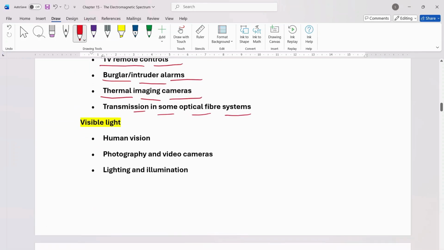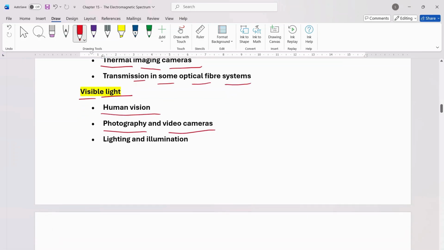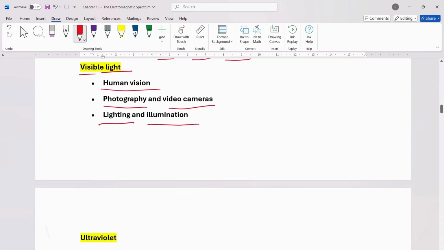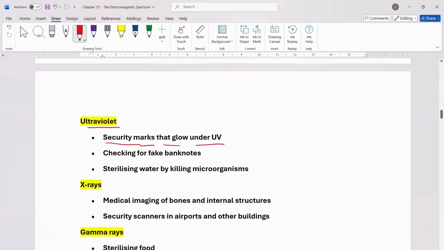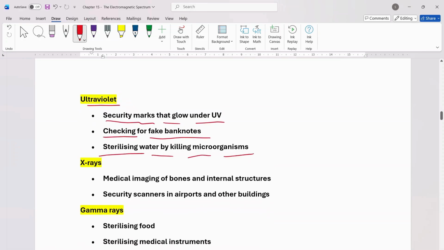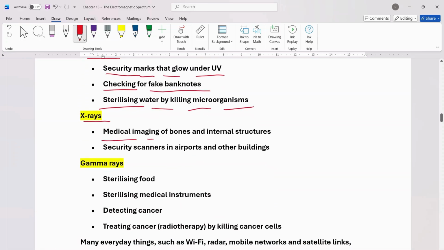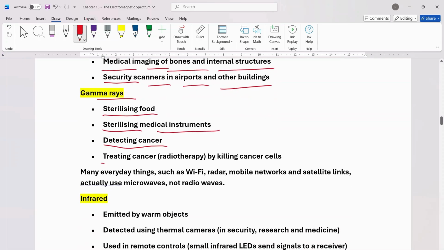optical fiber systems. Visible light is used in human vision, photography, and video cameras, lighting and illumination. Ultraviolet rays are used in security marks that glow under UV, checking for fake banknotes, sterilizing water by killing microorganisms. X rays: medical imaging of bones and internal structure. Security scanners in airports and other buildings. Gamma rays are used in sterilizing food, sterilizing medical instruments, detecting cancer, treating cancer, radiotherapy by killing cancer cells.